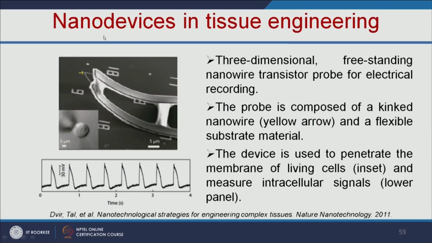So the next application is nano devices in tissue engineering. Here is a 3-dimensional freestanding nanowire transistor probe for electrical recording. This probe is composed of a nanowire and a flexible substrate material, and this device is used to penetrate the membrane of living cells and measure the intracellular signals. You can see here this small nano device can penetrate the cells and measure the intracellular signals.